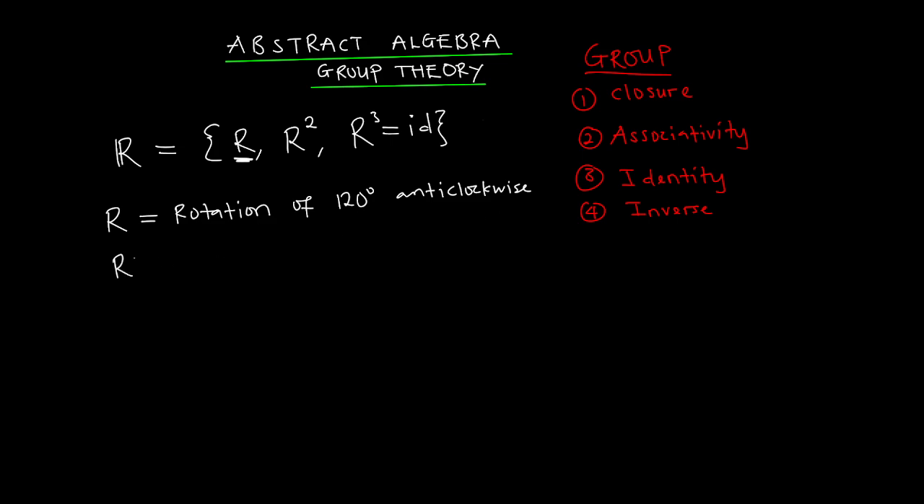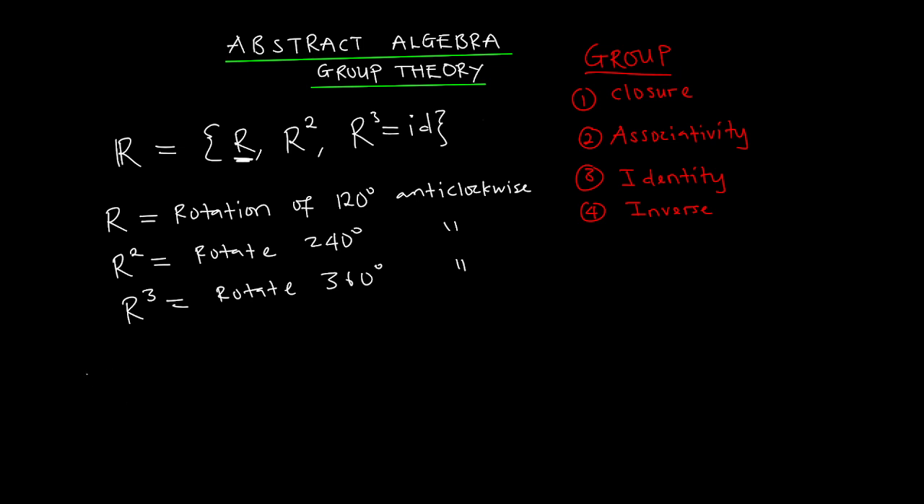So what do you think R2 would mean? R2 means rotate 240 degrees anti-clockwise. That's what R2 means. You either rotate the triangle twice or you do a 240 degrees rotation. And then R3. R3 means what? It means rotate 360 degrees anti-clockwise. And now think about it. When you do a 360 degrees rotation, you would come back to the triangle that you started with.